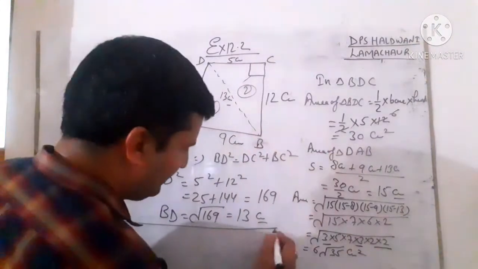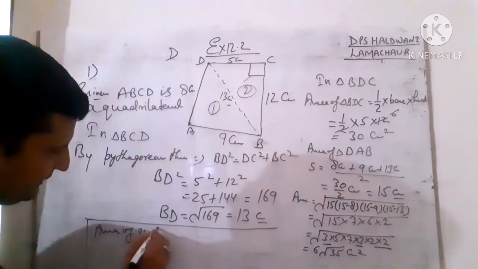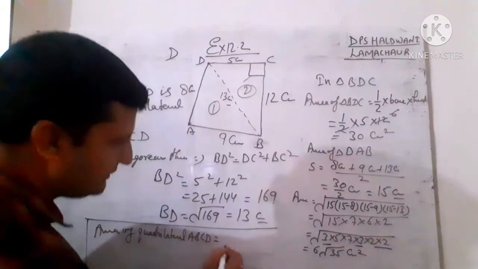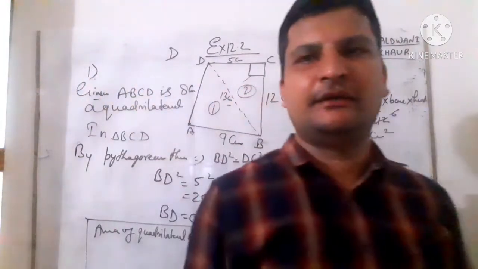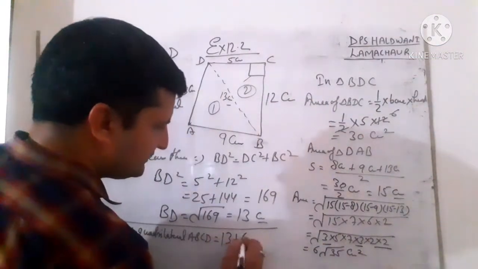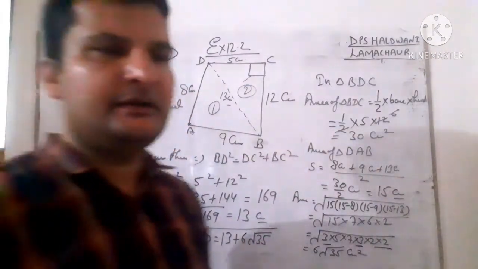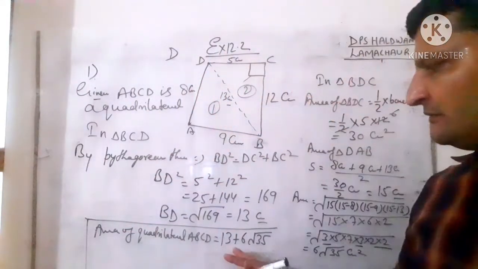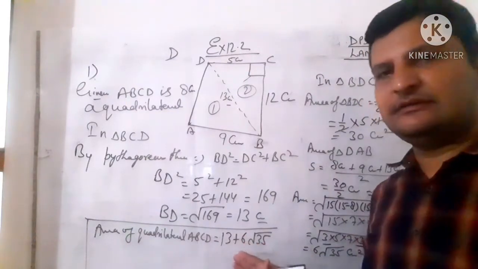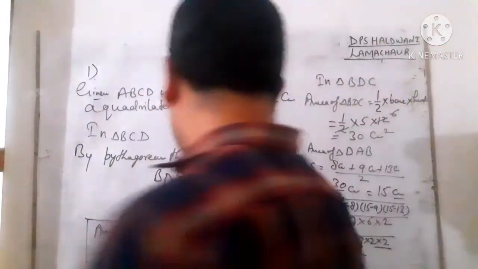Now we have to find the area of the whole quadrilateral. Area of quadrilateral ABCD is equal to the area of the first triangle plus the area of the second triangle. So we can write it here 30 plus 6 root 35. Root 35 is nearby 6, so it is 5 point something. 6 into 5 is 30, so it may be 35 or 36. 35 point something, and plus 30 you can do it and you will get the answer.